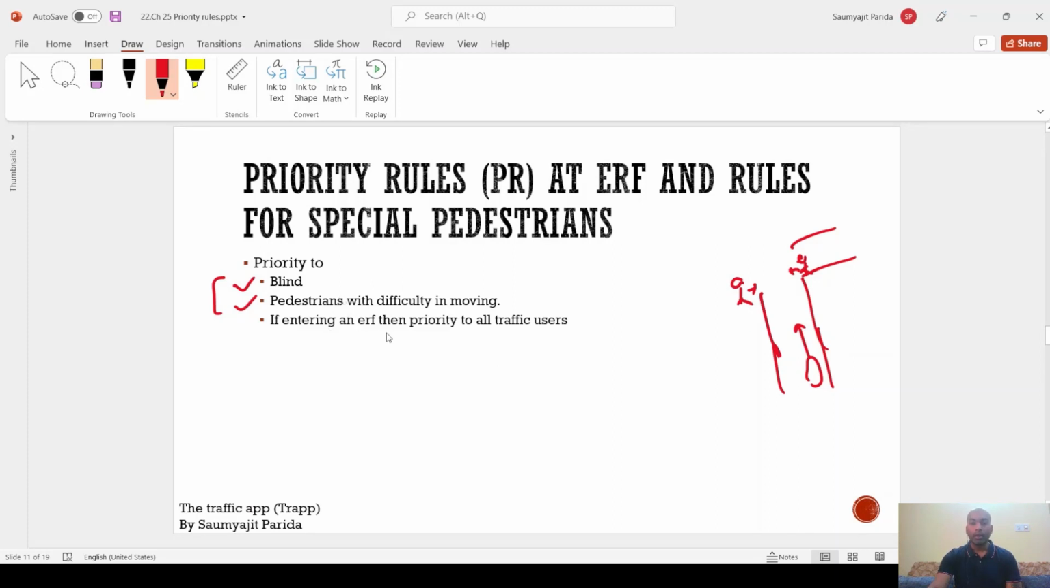If entering an ERF, then priority goes to all traffic users. If I am entering an ERF zone, and a driver wants to come out or a pedestrian wants to cross, then all are given priority.